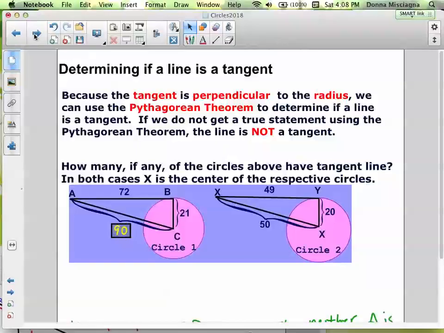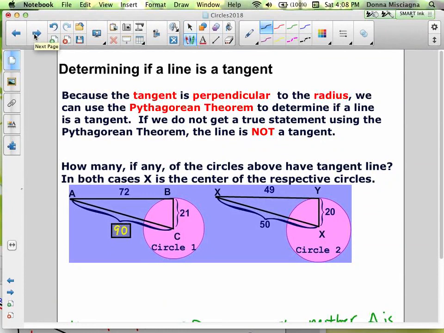And just waiting for the page to turn. There we go. Determining if a line is a tangent. Because the tangent is perpendicular to the radius, we can use Pythagorean theorem to determine if a line is tangent. Essentially, we're using the converse of Pythagorean theorem. If we do not get a true statement using Pythagorean theorem, then the line is not a tangent.